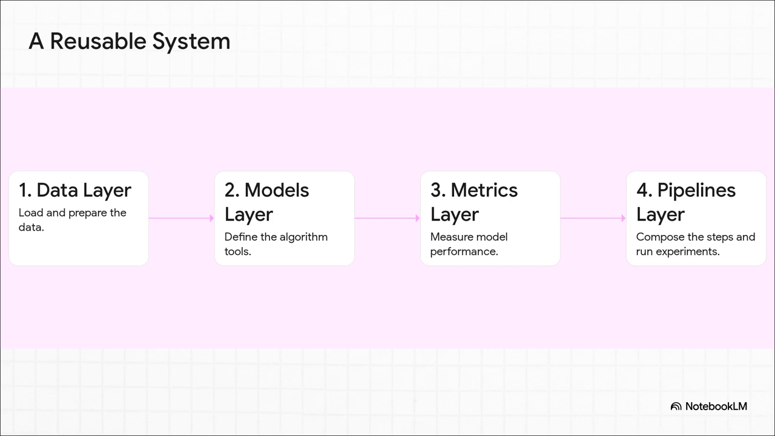This is where you load up your data and get it all cleaned up and ready. Layer 2, the models layer. This is where you keep all those cool tools we just talked about. Third, you've got the metrics layer. This one's job is to measure how good your models actually are. And finally, the pipelines layer. This is the master layer that connects all the other pieces together so you can run your experiments.